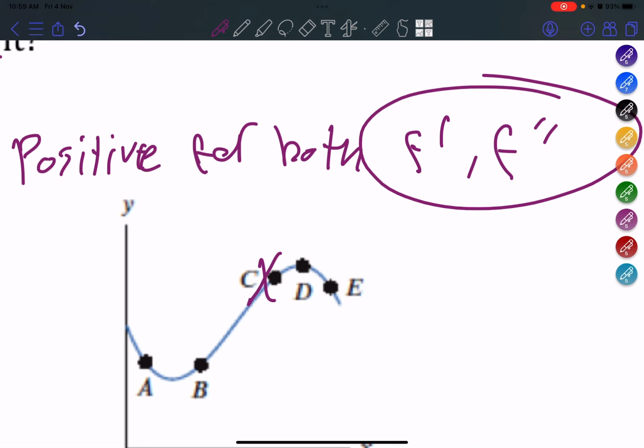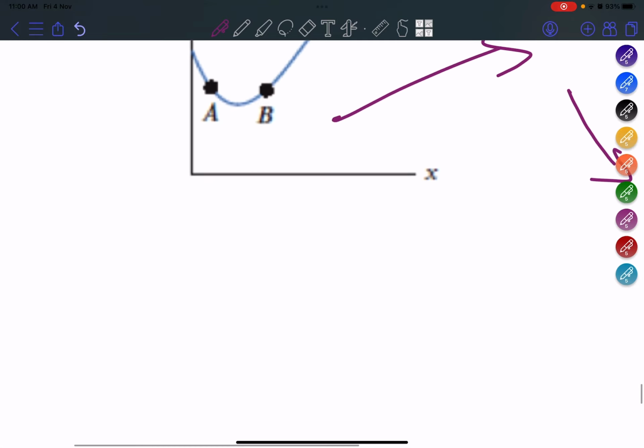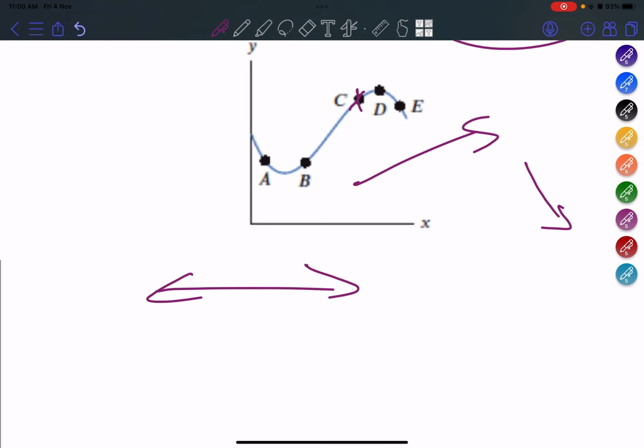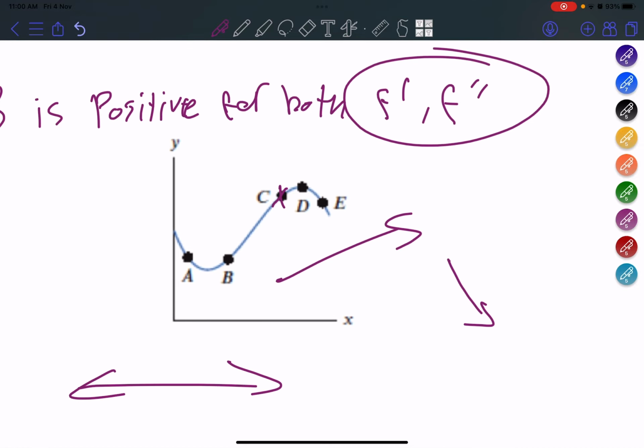When we look at D, the single derivative is 0. We see it's at a horizontal line, at a point, I forgot what the point is called, but it's basically the point in which the graph changes from a positive tangent to a negative tangent, and it is represented by a horizontal line. So D is 0 for the single derivative and negative for the double derivative. It's concaving down for the double derivative. So D is also out.